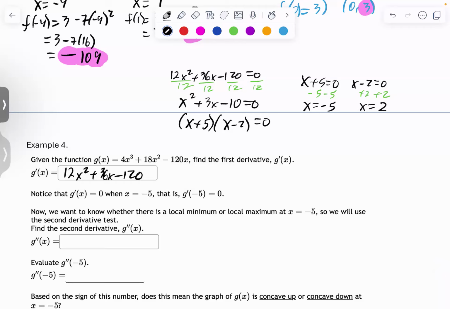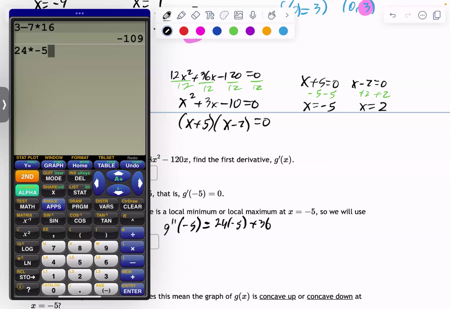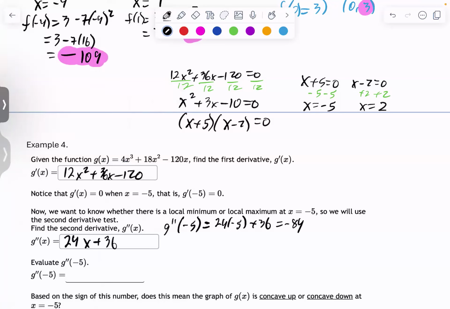So we're going to take the second derivative, 24x plus 36. And what I'm going to do is plug in g double prime at -5. And let's see what we get. So 24 times -5 plus 36. Looks like it's going to be a big negative number to me. 24 times -5 plus 36. Yeah, so I'm getting -84. And the point is it's negative. And if we look at our second derivative test, if we take this second derivative at the critical value and it's negative, this means that it is concave down.